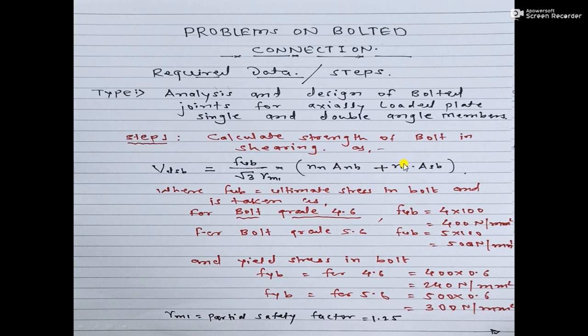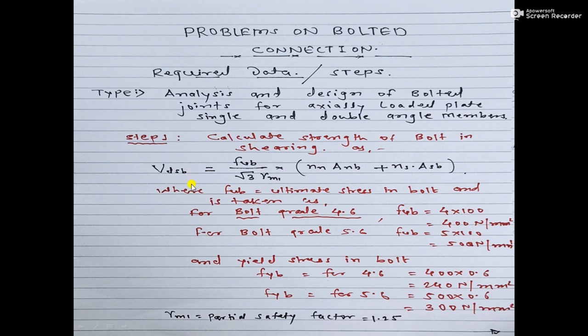Here NS is the number of shear planes with no threads. We are not using such bolts, so NS is always equal to 0, and this quantity becomes 0. So you only use up to NN into ANB into FUB upon root 3 gamma M1, and calculate VDSB, the strength of the bolt in shearing.